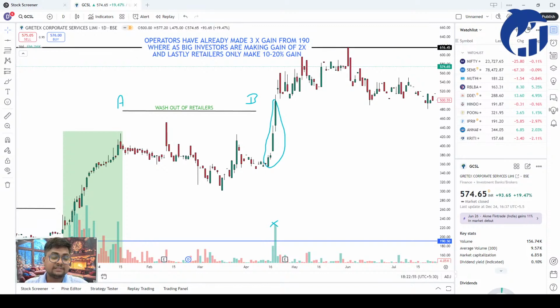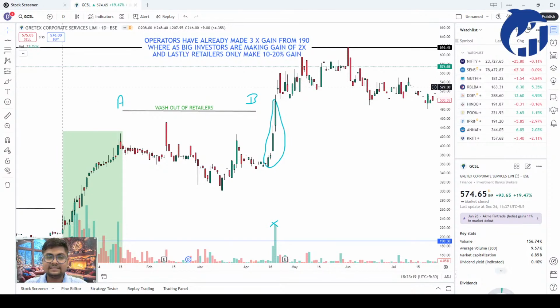So big investors, right, have entered at 300 and they are exiting at 600, so they are making a 2x of their profit. Their strategies align with the significant market movements, aiming for substantial but slightly shorter term profit compared to the main funds. Now retailers usually enter much late in the cycle.